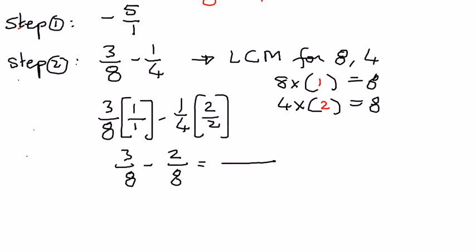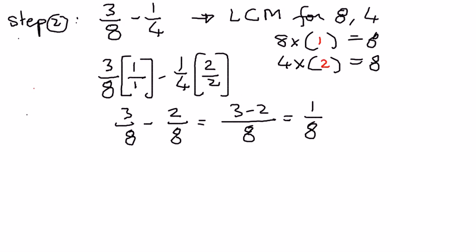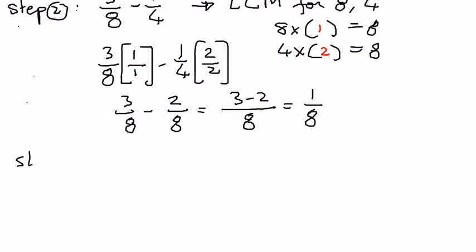So therefore the common denominator is 8, and then we combine the numerator parts, 3 minus 2, and that is going to be 1 over 8. So 3 over 8 minus 1 over 4 simplified to 1 over 8. Now we're going to come back and then put all of them together. In step 3, we're going to write this one as negative 5 over 1 divided by 1 over 8.